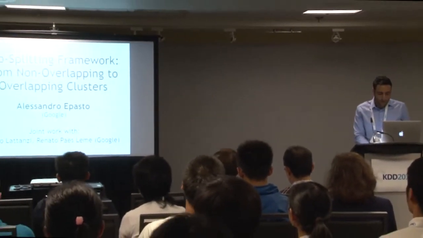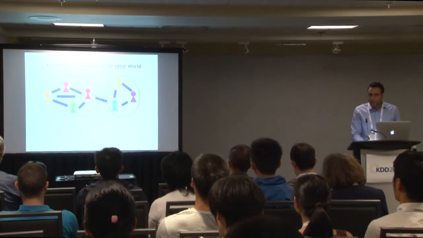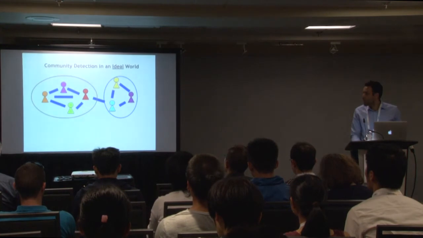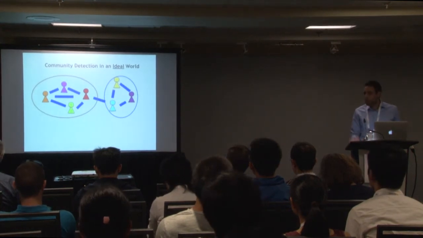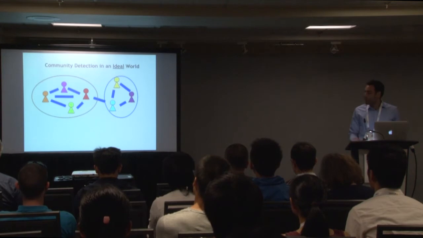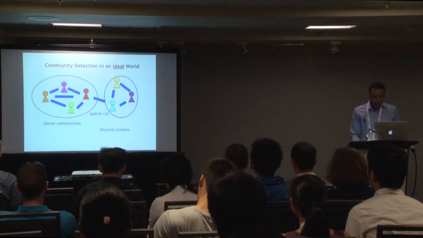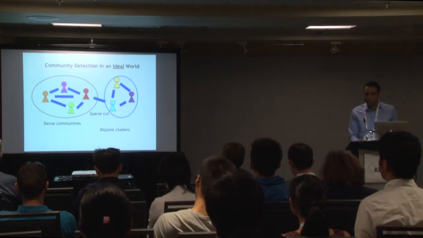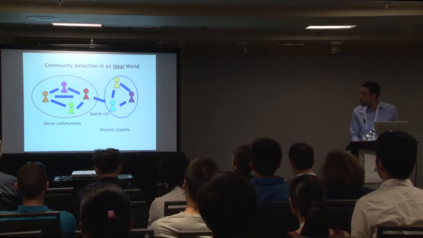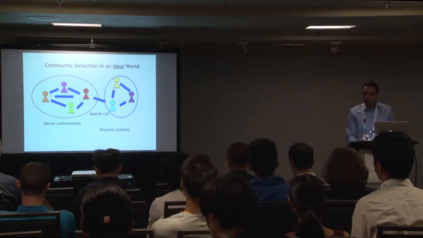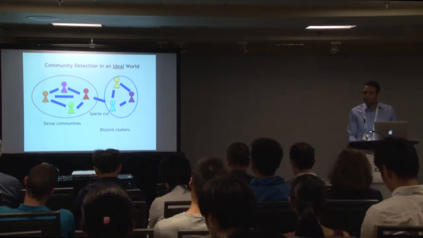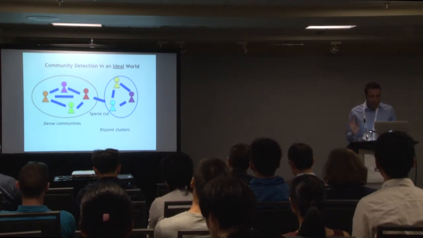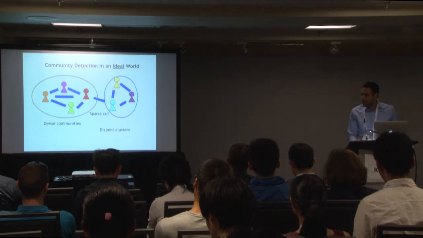In this slide, I'm showing you how a social network or any graph should look for the purpose of clustering or community detection in graphs. As you can see, in this ideal world the communities are completely disjoint, so there is no node that belongs to two different communities. There is a sparse cut between these communities, so there are not many edges connecting them. And moreover, each cluster is very dense. There are a lot of edges inside the cluster.